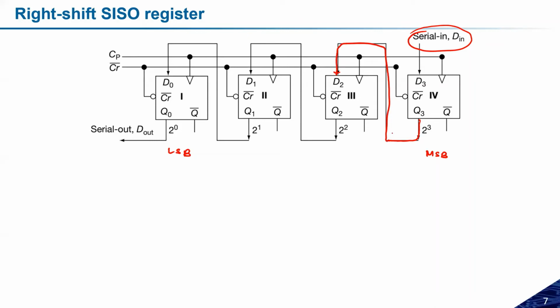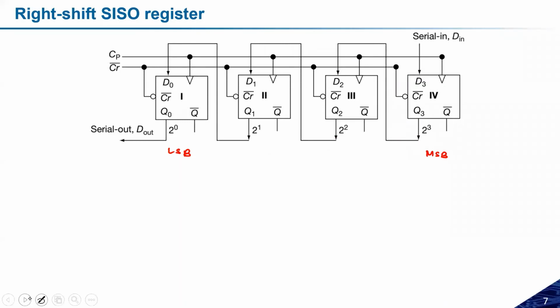Okay, so the input and output positions are changed, all the rest are the same. The MSB output will be connected to the next bit, the next will connect to the next, and the last one will be connected to the LSB. So this is the only difference that we have between the left and the right shift register.